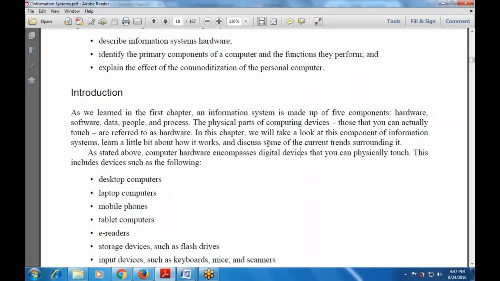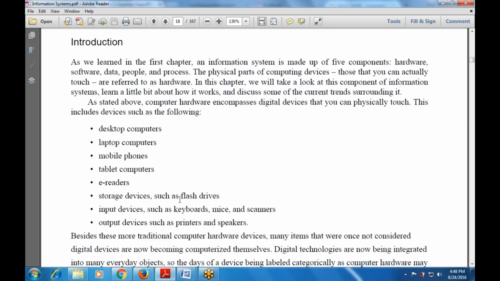So as stated above, computer hardware encompasses the digital devices that you can physically touch. And this includes devices such as the following: desktop computers, laptop computers, mobile phones, tablet computers, e-readers, storage devices such as flash drives, input devices such as keyboards, mice, scanners, and output devices such as the printer and the speakers.